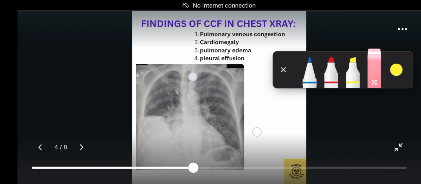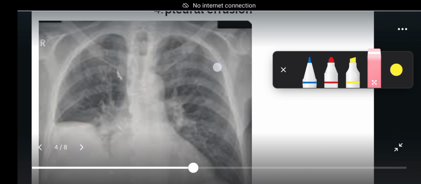Now let's look at what the signs of pulmonary edema look like. One of the signs is that the vessels will become indistinct. They will appear as if they have hairs around them. You see these vessels, you see they are not distinct. They appear as if there are hairs. See all these opacities. They appear as if there are hairs around them. So that is a sign of pulmonary edema, one of the signs.